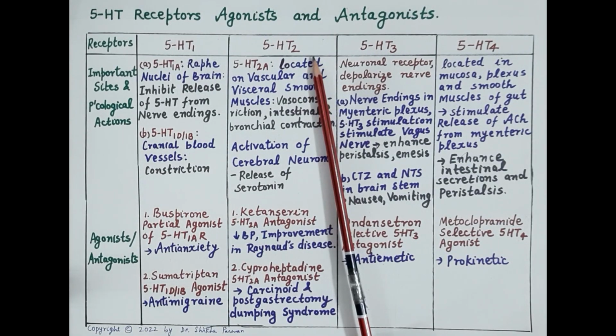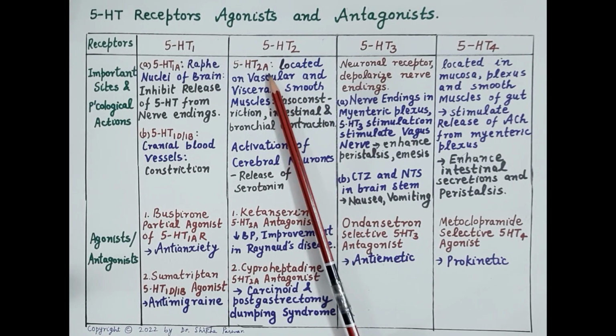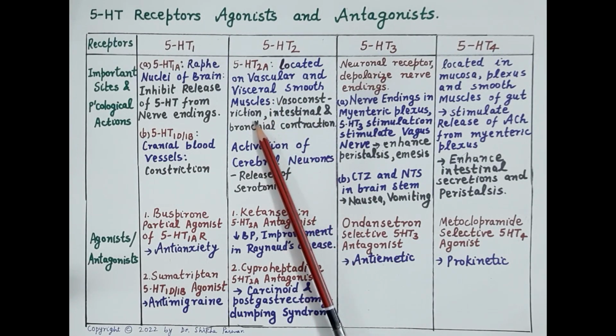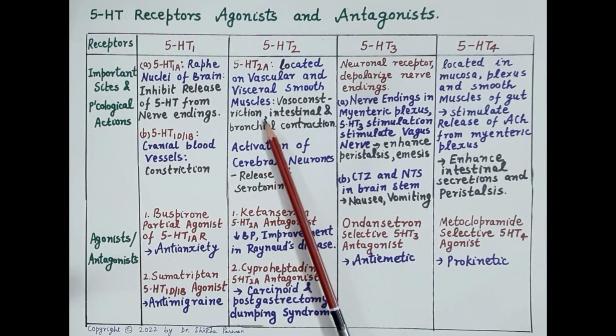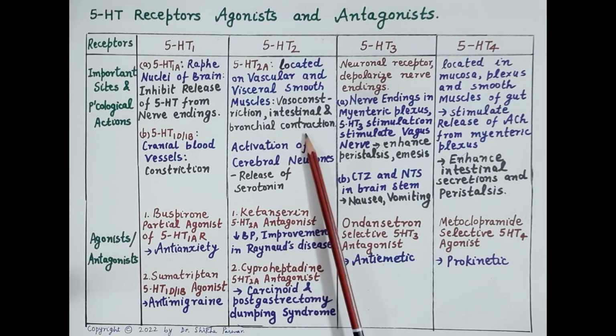Now, after 5-HT1 receptors, let's discuss pharmacology of 5-HT2 antagonist. Now, 5-HT2 receptor family has 3 receptor subtypes, 5-HT2A, 2B and 2C. Now, 5-HT2A is the most widely expressed receptor of this family. Now, 5-HT2A receptors are located on vascular and visceral smooth muscles. Now, activation of these 5-HT2A receptors produce vasoconstriction, that is constriction of blood vessels, reduction in the diameter of blood vessels. Now, visceral smooth muscles are also contracted, which causes intestinal and bronchial contraction.